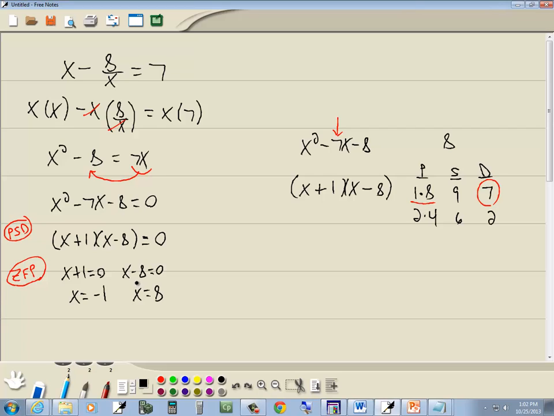Now step 4 of solving rational equations said to semi-check your answer. We don't need to fully check it, but we need to make sure this doesn't cause any denominator to equal 0. Well, if I put negative 1 up for x, we got 8 over negative 1, we don't have 0 in the denominator. If I put 8 in for x, you got 8 over 8, so we still don't have 0 in the denominator. So our two answers would be x equals negative 1 and x is equal to 8.